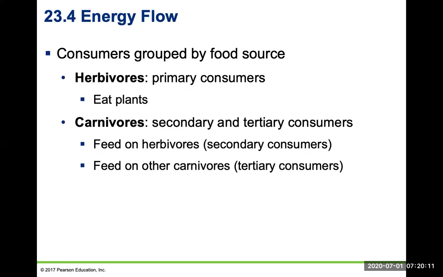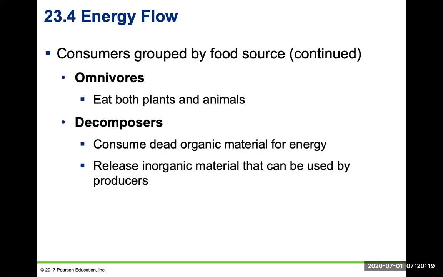Carnivores are secondary and tertiary because they'll feed on animals, herbivores, or other carnivores that will eat the plants. Omnivores eat both plants and animals, and decomposers consume dead organic material for energy. They release this inorganic material that can be used by producers.